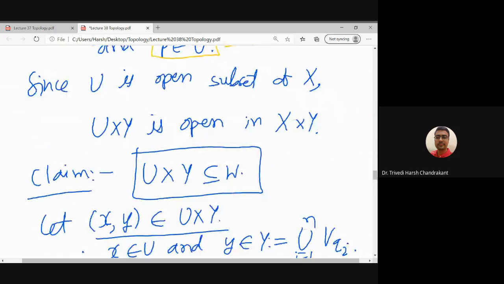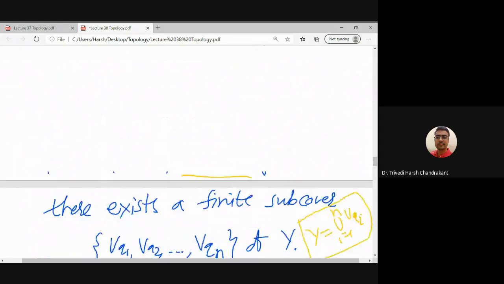So now what we get here is that U is an open subset of X. Why is U open? Because U is an intersection of the Uq, and each Uq is open in X, so U is an open subset of X. Therefore U cross Y is open in X cross Y. In fact, it is a basic open set in X cross Y, right? Because what are the basic open sets in X cross Y?